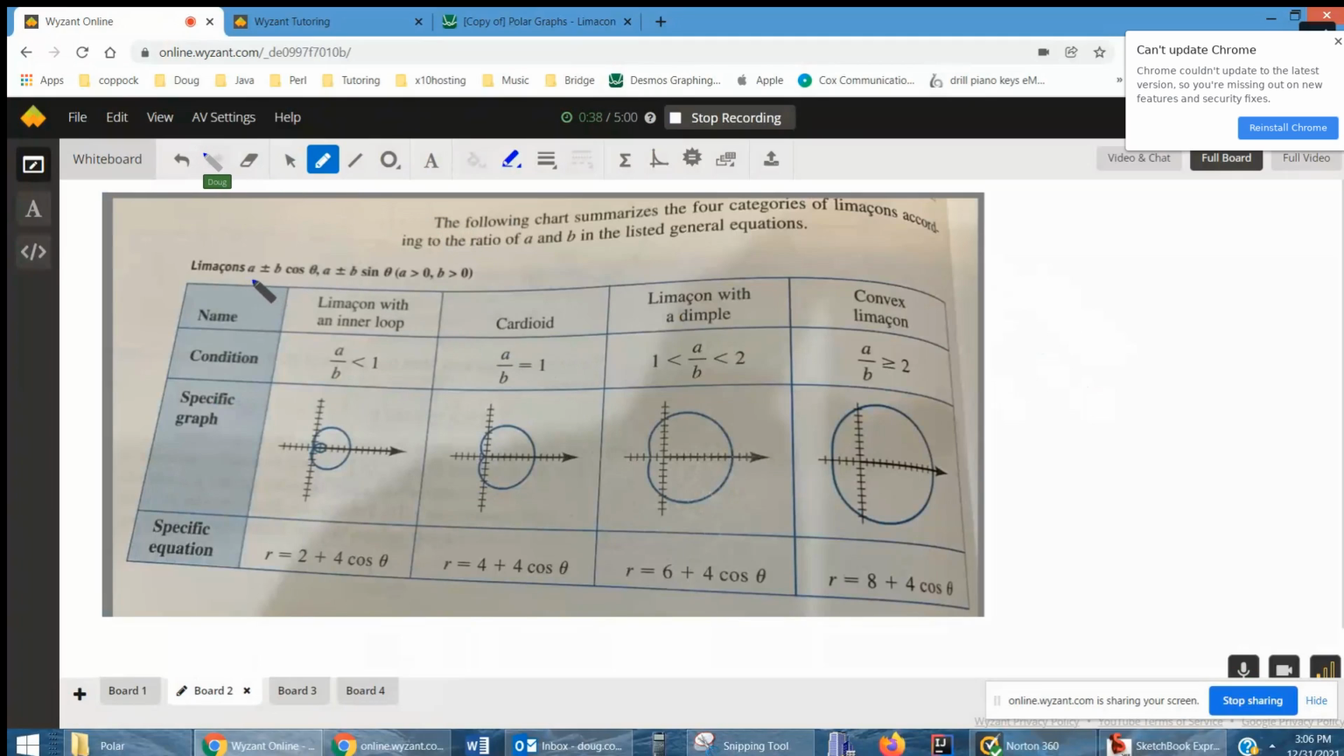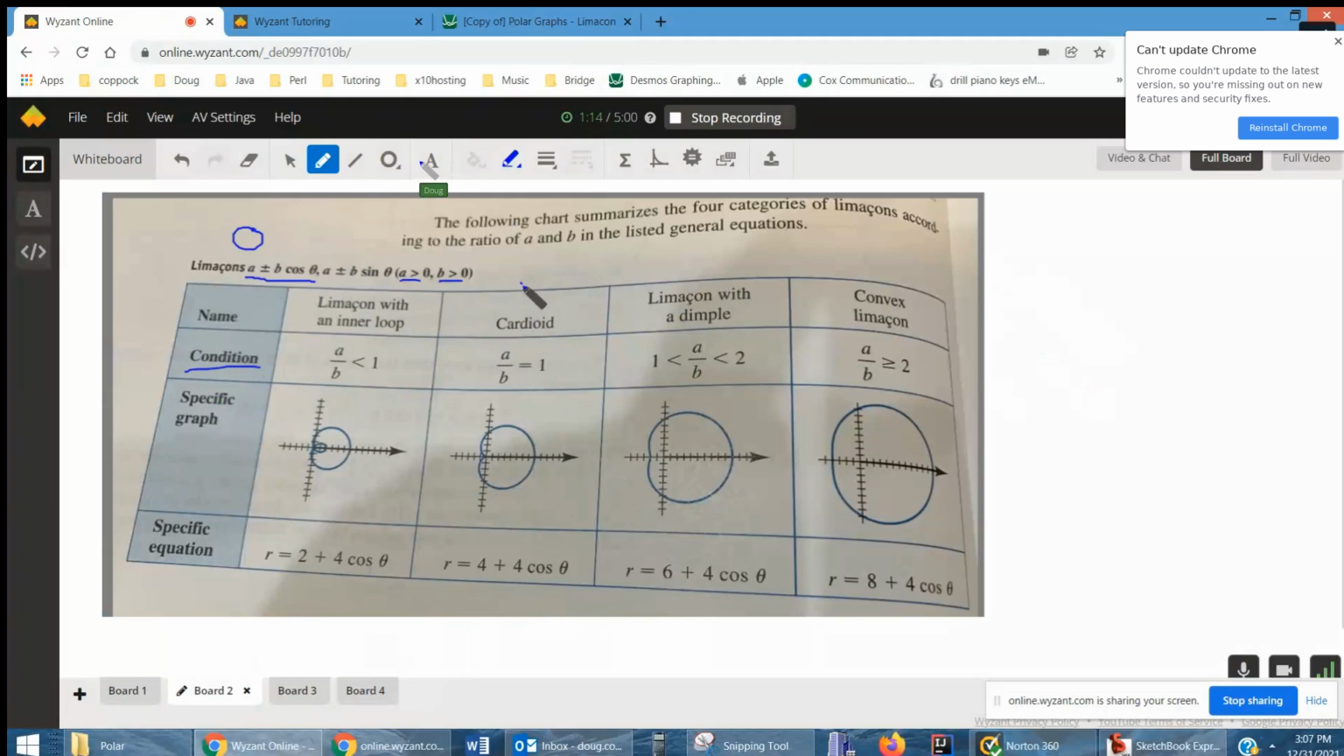A limacon has the form a plus or minus b cosine theta, or a plus or minus b sine of theta, where a is greater than 0 and b is greater than 0 by convention. You could have an equation where a was negative, and you'd still get a limacon. When a is 0, you actually get a circle. But here are the conditions that tell you what kind of graph you get.